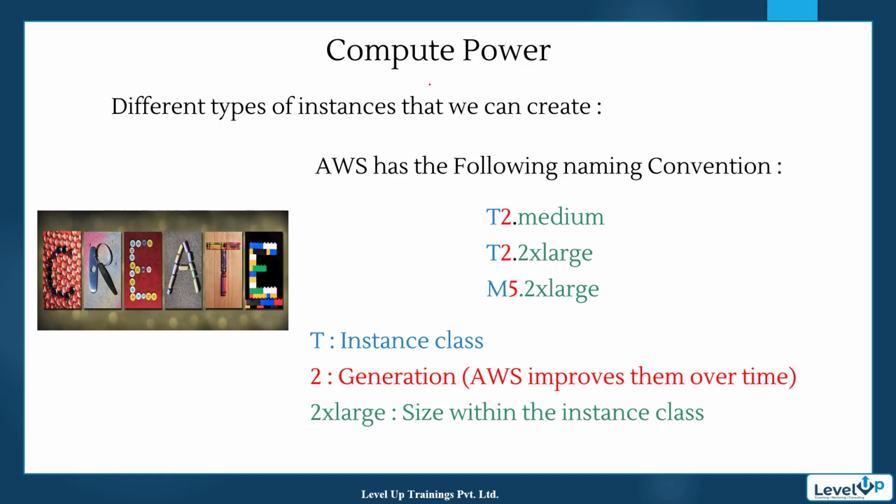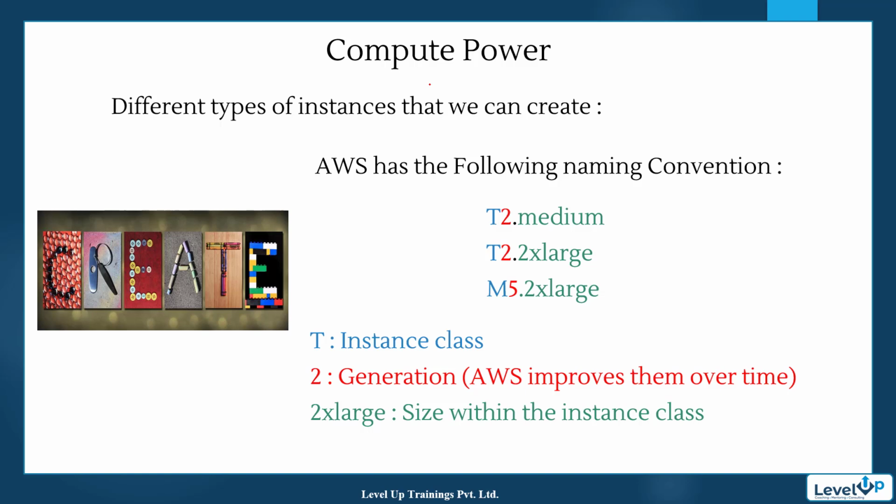So because there are different types, there are different naming conventions. Let's say, for example, there is something called T2 medium, T2 large, M5 2xlarge. So what does this mean? T, the first letter, stands for the instance class. And then the number stands for the generation, whether it is first generation, second, third, fourth. So AWS keeps on improving them over time. So if you see a higher number, you can consider that as a next generation.